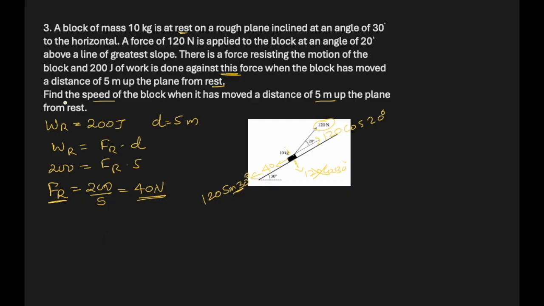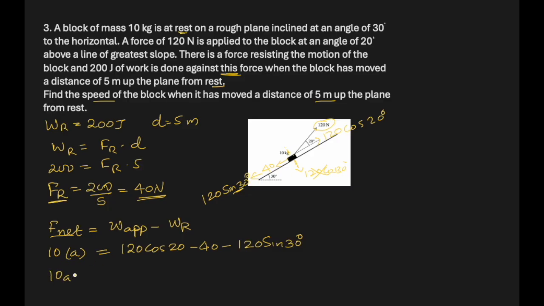So we'll get the acceleration. What are they asking? Speed. So we'll get the acceleration because we know that net force is the applied force minus the resistive force in the direction of motion. So F net will be the mass, which is 10 kg, times acceleration, equals the applied force 120 cos 20, and there are two resistive forces. One is this 40 newtons, so minus 40, and the other is 120 sine 30 as well.